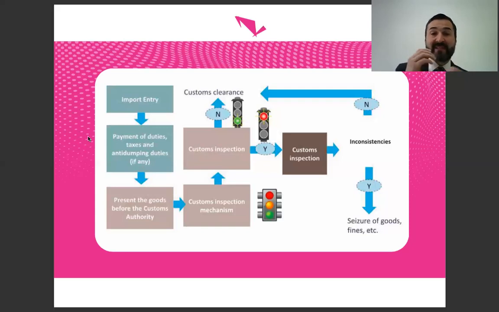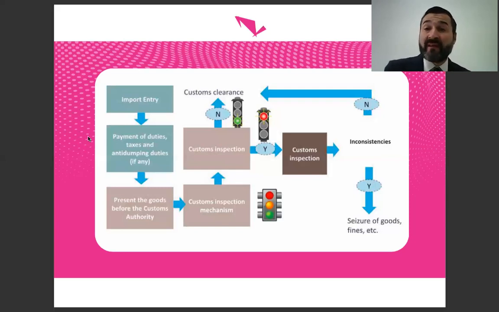So if you get this red light, you go to the customs inspection, and if they determine that there are inconsistencies, they may open an administrative procedure. If they believe that you comply with all the requirements that you must comply with, then you are free to go. Something really, really important.